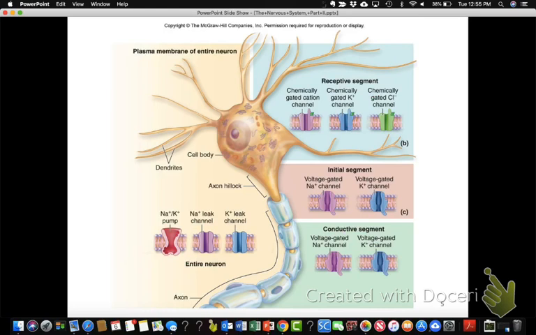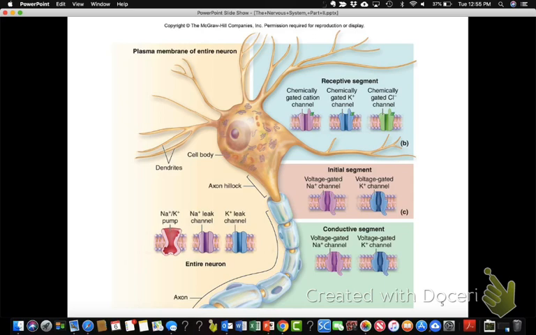So here you see a diagram showing you the different kinds of membrane channels and pumps that are found. So look on the left side first. The entire neuron has sodium-potassium pumps, which you already know. Pump 3 sodiums out for every 2 potassiums in, and then a scattering of sodium and potassium leak channels. We're pretty much going to ignore the leak channels. You just need to kind of in the back of your mind realize that they're there all the time.